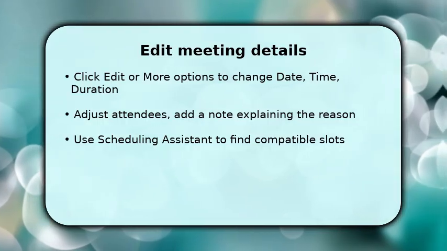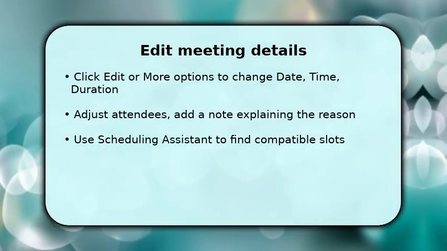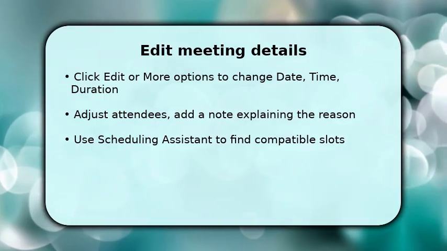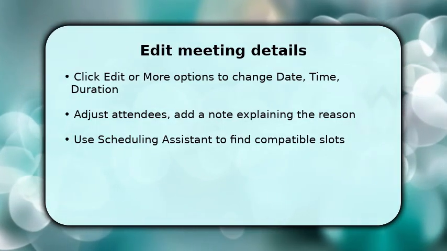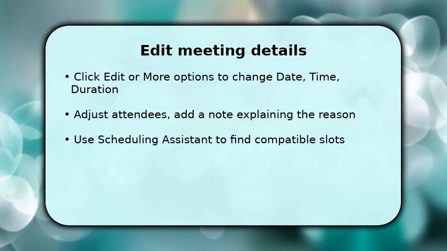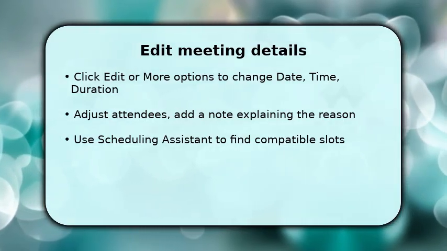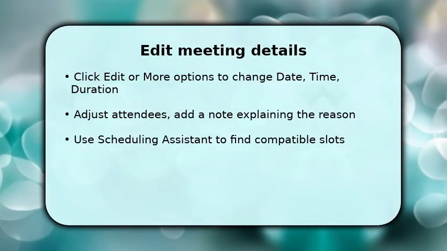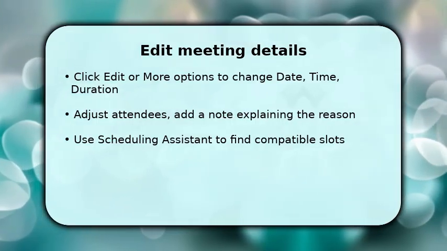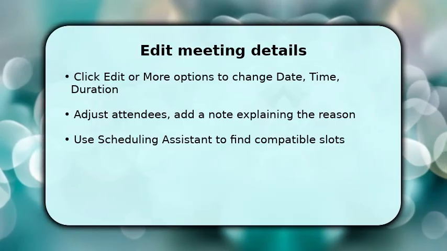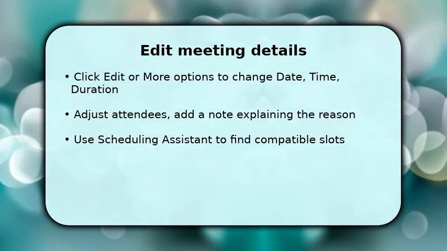This is where precision matters. Use the scheduling assistant to view attendee availability and pick a time that minimizes conflicts. Once you choose a new slot, update the meeting title or add a brief note explaining the reason so recipients understand the change. Make sure to confirm time zone settings, otherwise people in different zones may see incorrect times.